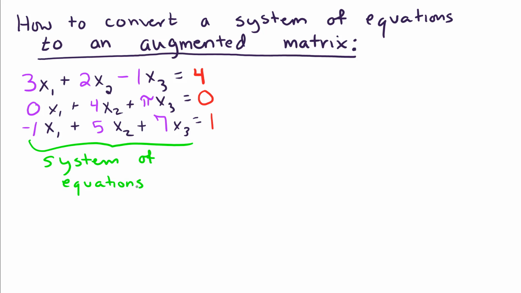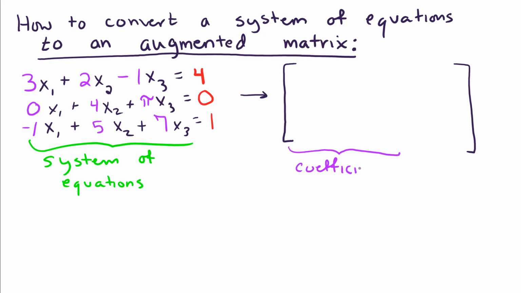And we want to write that as a matrix. And so since we have 3 equations, we will need 3 rows in our matrix. Now, the first 3 columns of the matrix will be the coefficients of our linear systems. And so this is called a coefficient matrix. And so reading off these coefficients, we have a 3, 2, negative 1, second row 0, 4, pi, and third row negative 1, 5, and 7.